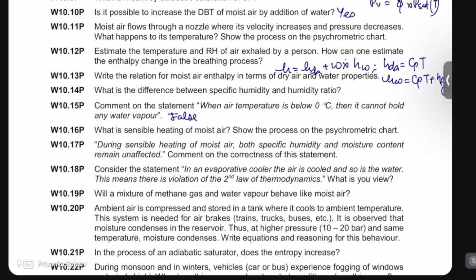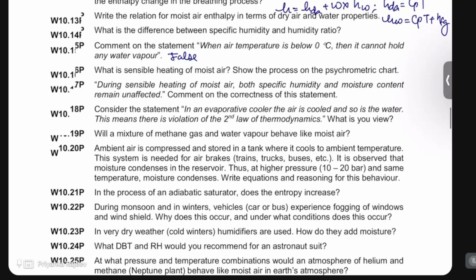Okay, next is what is sensible heating of moist air? Show the process on the psychrometric chart. So sensible heating is heating without changing moisture content. So on a psychrometric chart, it will be a horizontal line to the right. So increasing DBT, same W. Okay, that is how it will be.